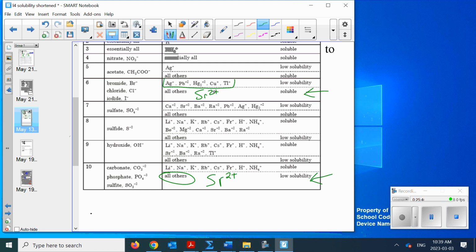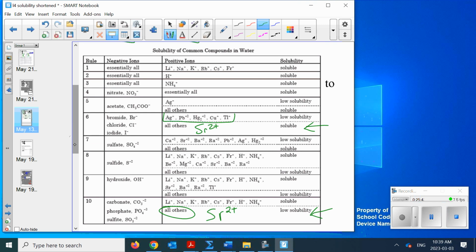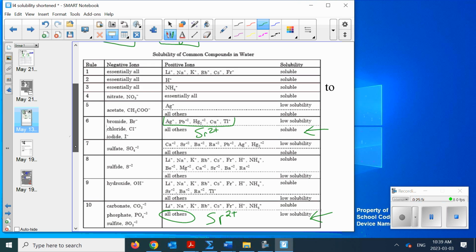So let's just see. You probably never heard of strontium too much before. You've heard of iron, though. Could you use that? Could you use copper 2+ too? That would work the same way as the strontium 2+. There's, like I said, dozens of ways to do it.